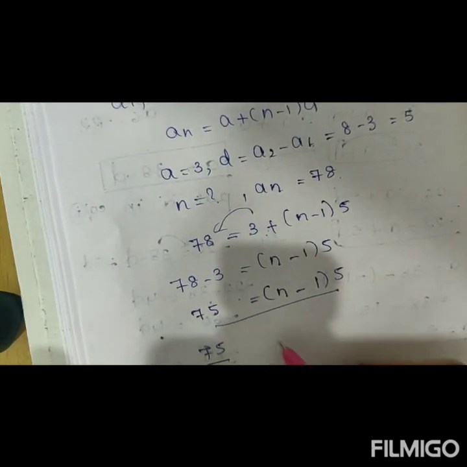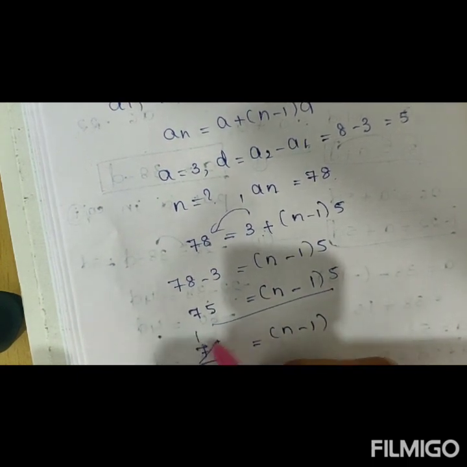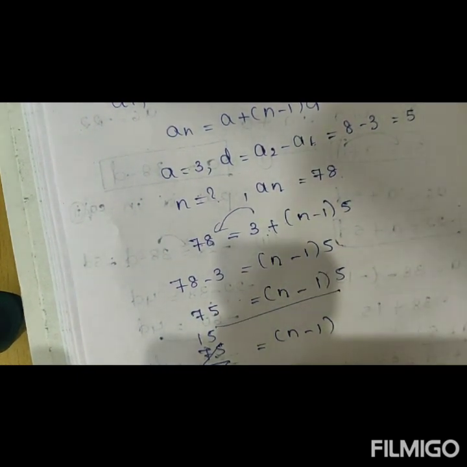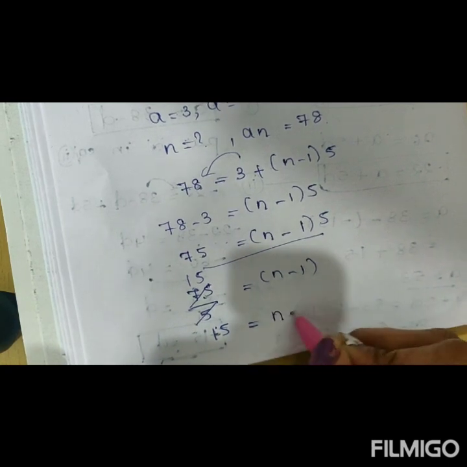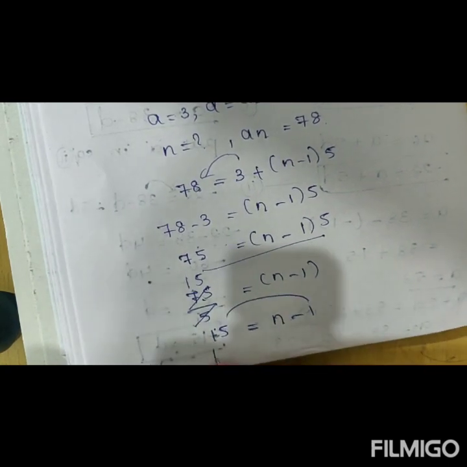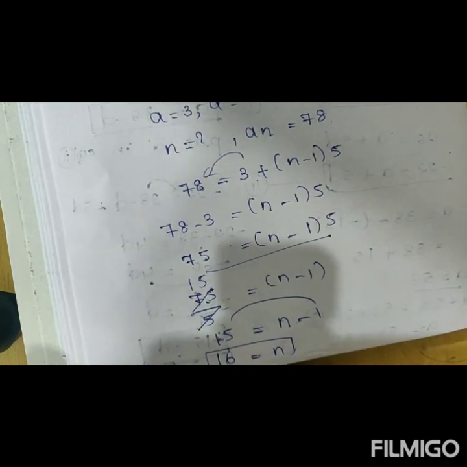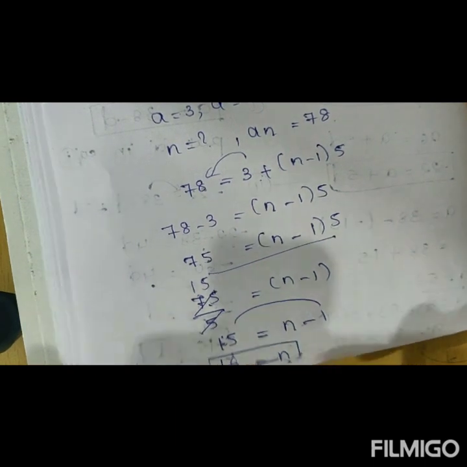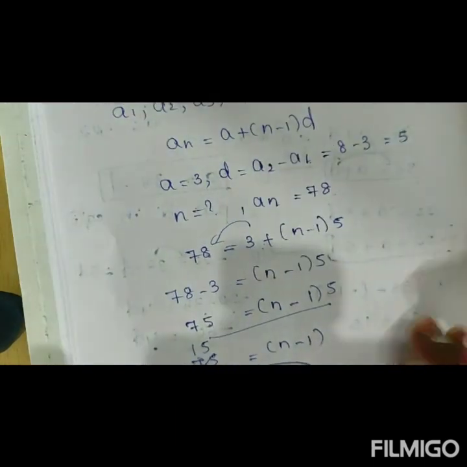75 by 5 is equal to n minus 1. 5 15s are 75. 15 is equal to n minus 1. We are going to take the 1 this side, that will be 16. N is equal to 16. So the 16th term will be the value 78. Okay.